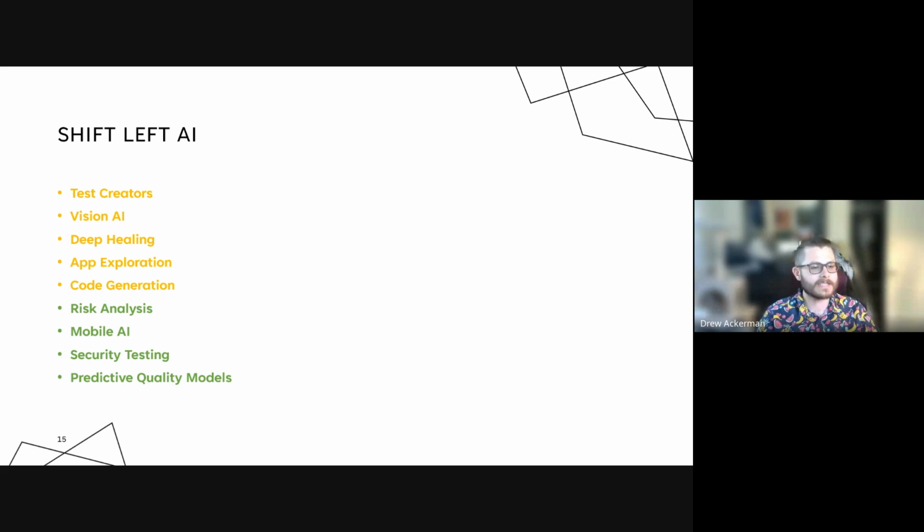Same kind of idea with security testing, just shifting that over and saying, look, you didn't actually think about injection right here. Just be aware. You might want to fix that.